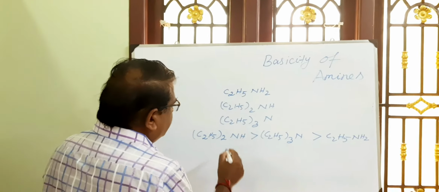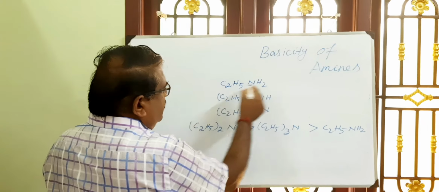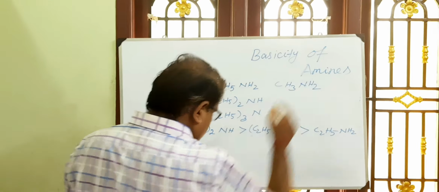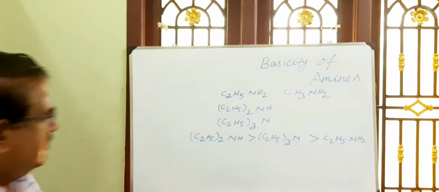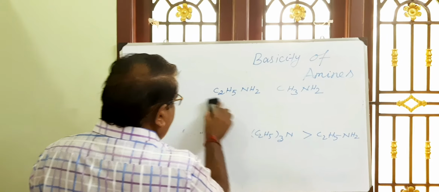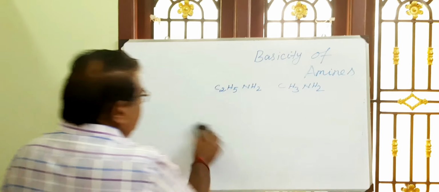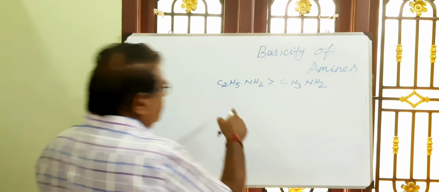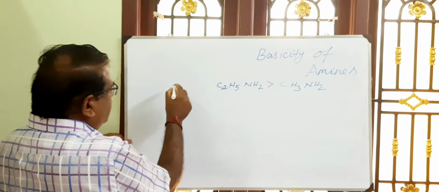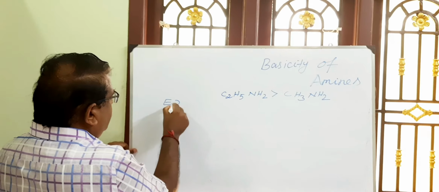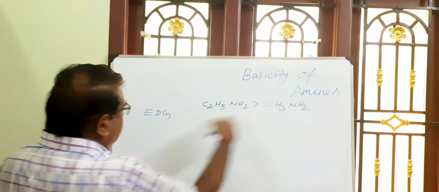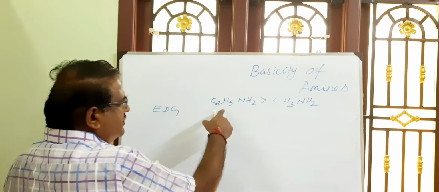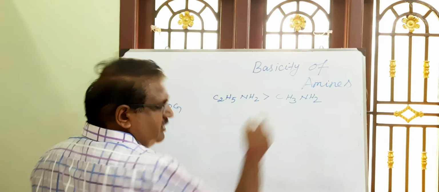Compare ethylamine and methylamine, CH3NH2. Which is stronger of these two amines? This is probably a straightforward example. One can say ethylamine is stronger than methylamine, because the ethyl group is an electron donating group. Methyl is also an electron donating group, but ethyl is much stronger than methyl. So we can say ethylamine is stronger than methylamine.